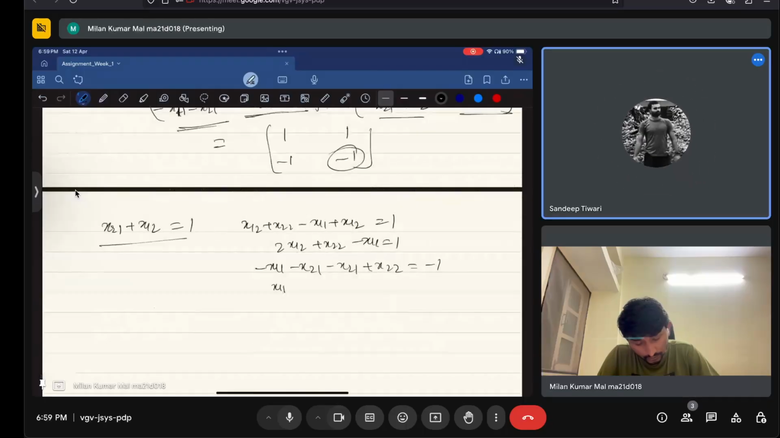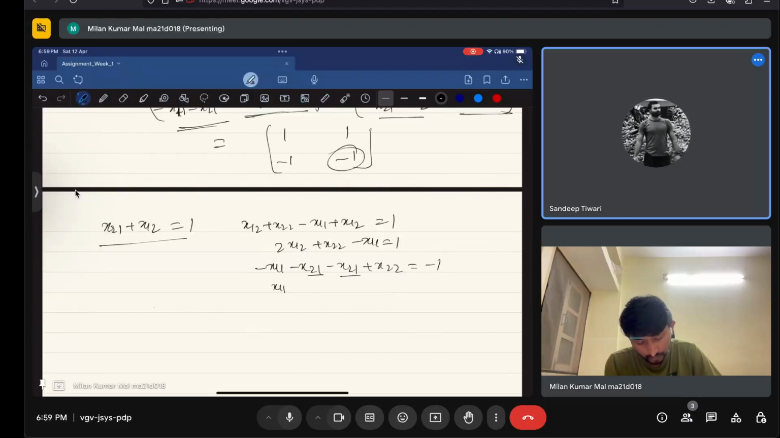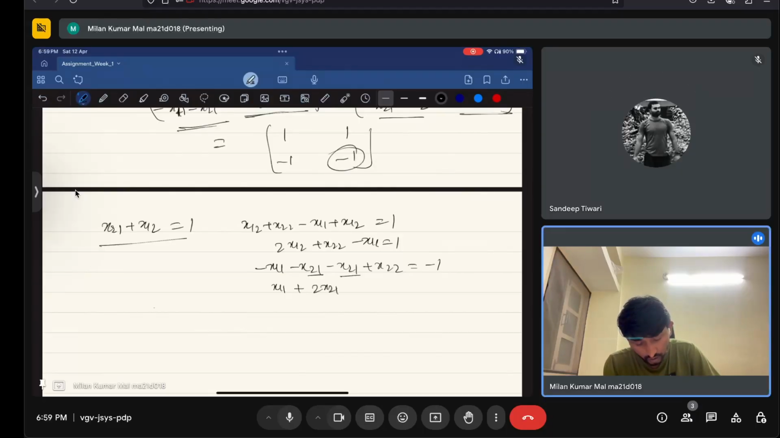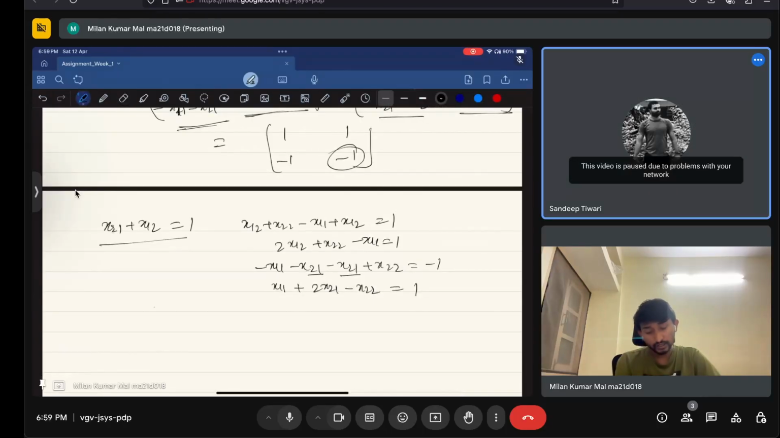So therefore, what will we get? It will be the same. No, no, no. 1 2, 2 1. This is 2 1, no? There is the extra thing. Yes sir. x11 plus 2x21 plus x22 is equal to 1, right? I have removed the minus, so that will be minus 1. Yes sir, this is correct. This two is there.